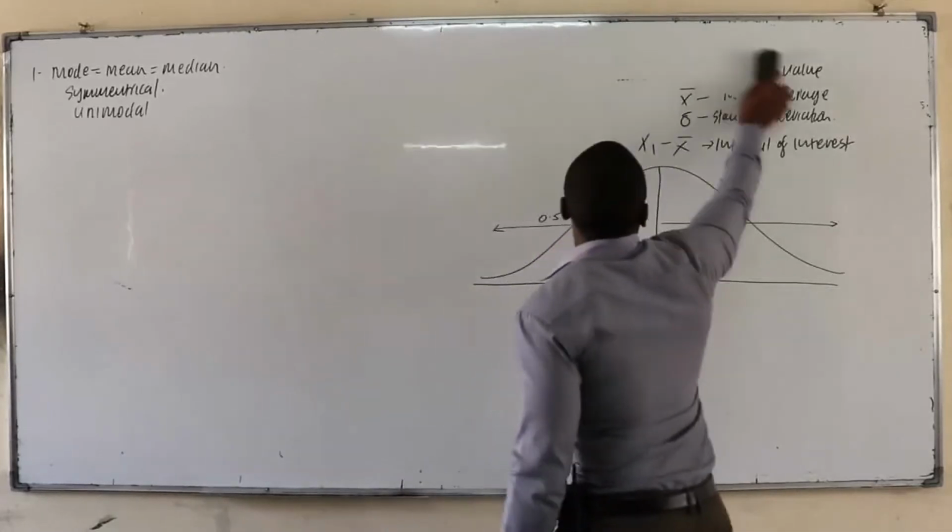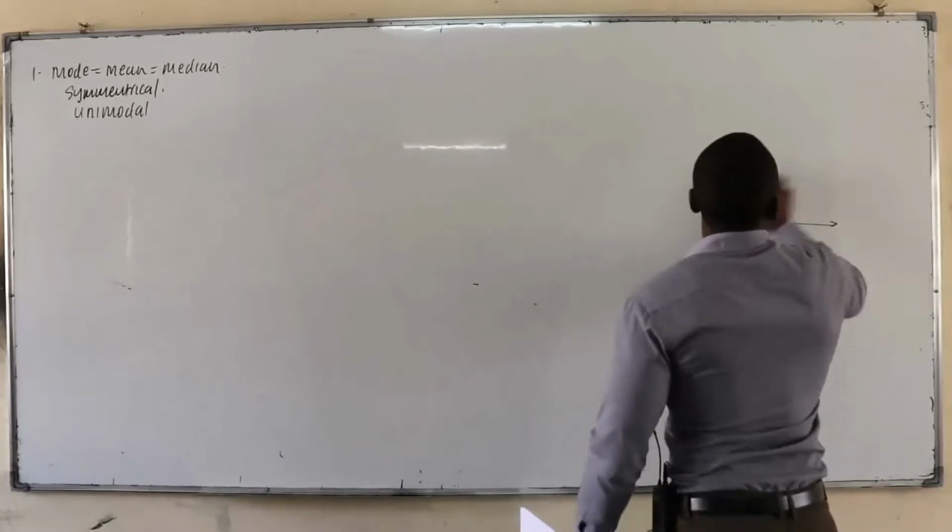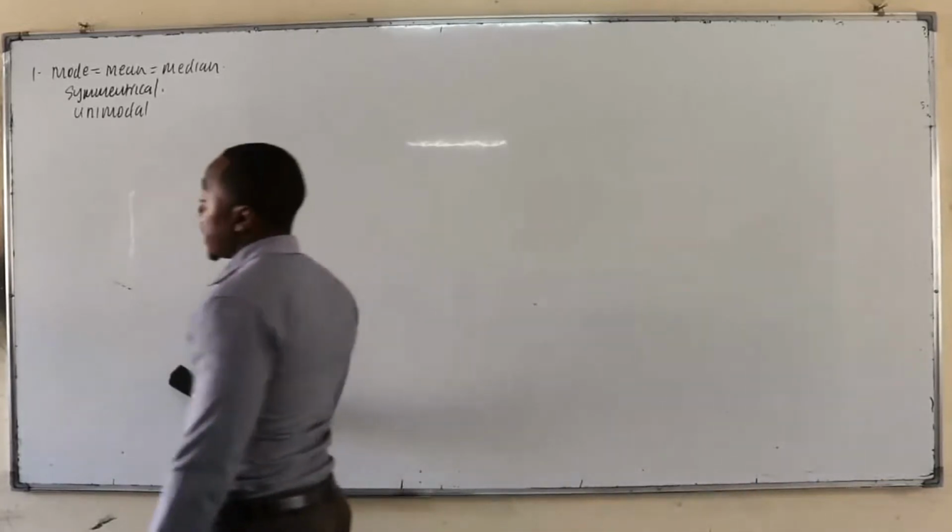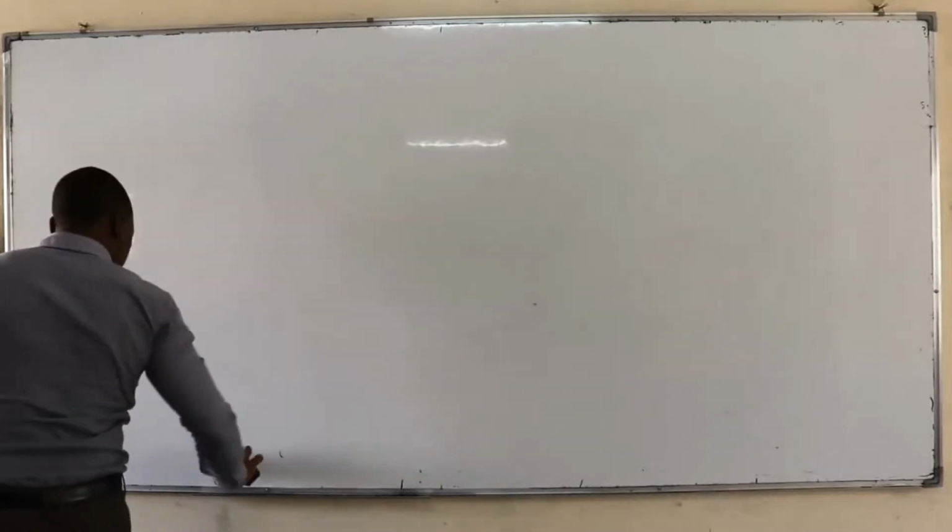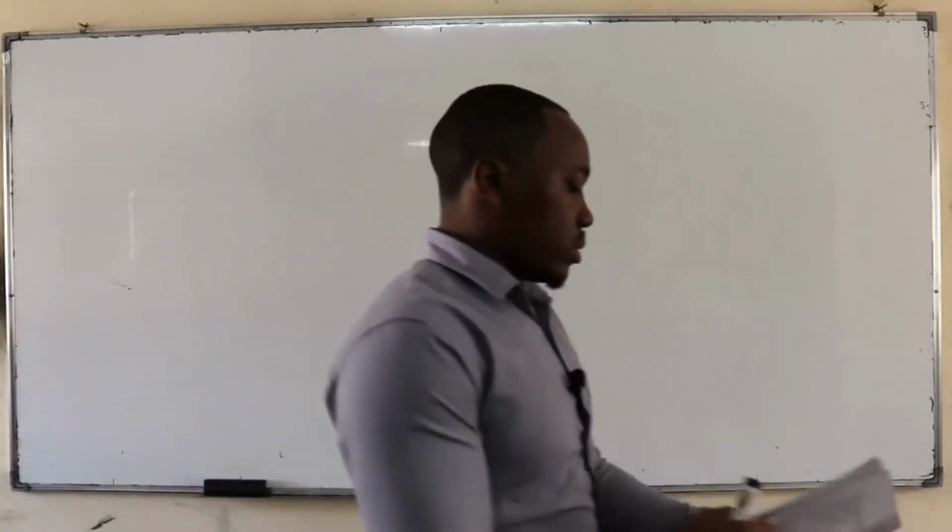So I want us to do some illustration. How do we evaluate the normal curve? To evaluate the normal curve, we use what we call the Z distribution. Now, can you take out your past paper? Go to the last page of your past paper, where we have the normal curve. For example, you can use the one for May 2019, the last page. Normal distribution.